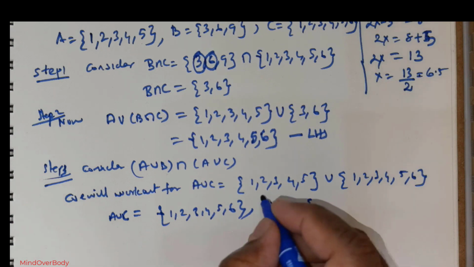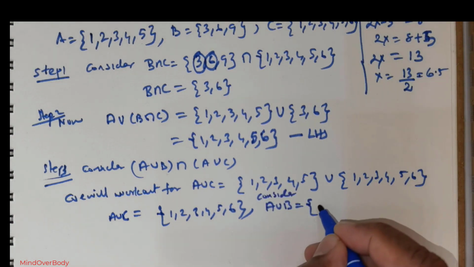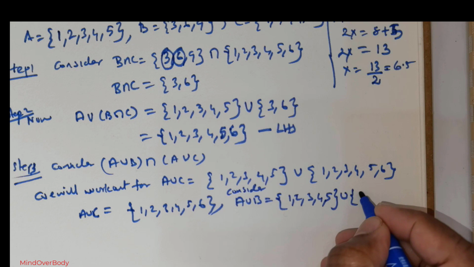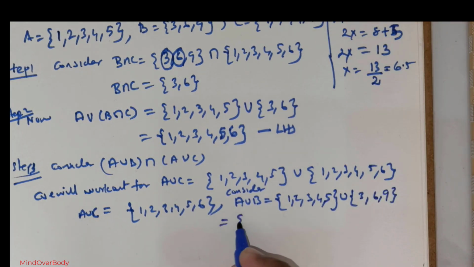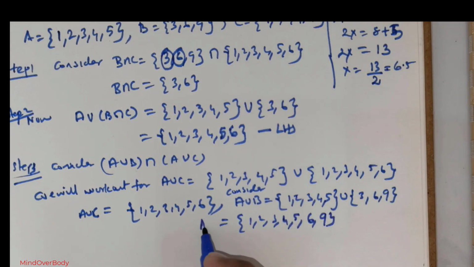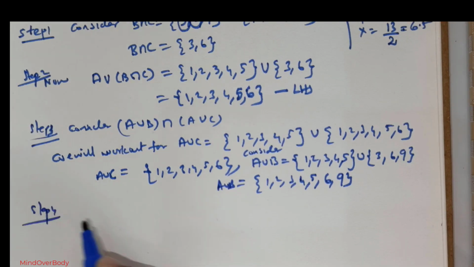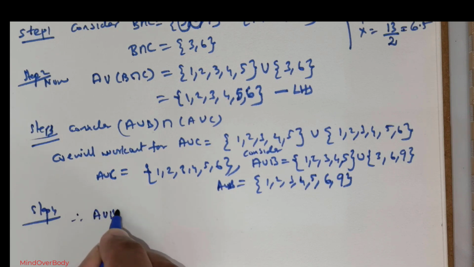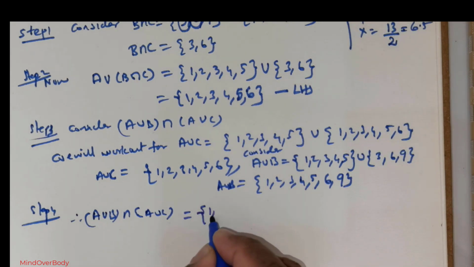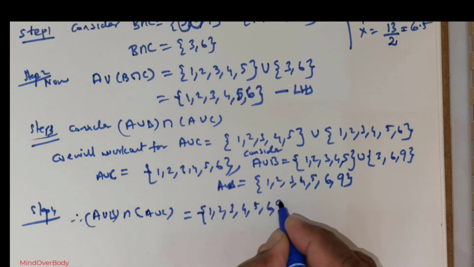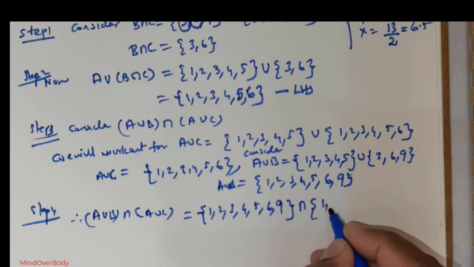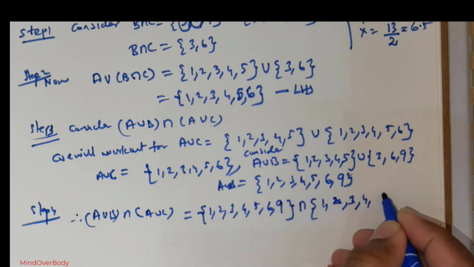My A is, you can just write that down, 1, 2, 3, 4 and 5. Union B is 3, 6, 9. So this is equal to 1, 2, 3, 4, 5, 6 and 9. So this is my A union B. So final step, step 4, therefore A union B intersection of A union C is equal to my A union B, write that down, 1, 2, 3, 4, 5, 6 and 9. This is intersecting with A union C, which is 1, 2, 3, 4, 5 and 6.